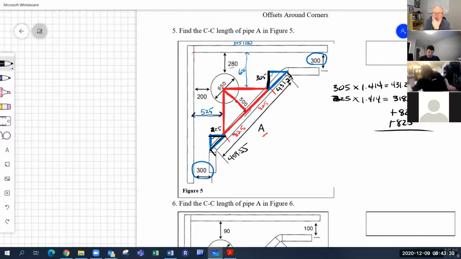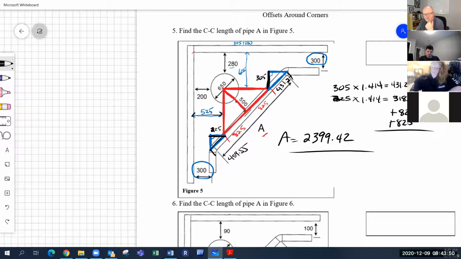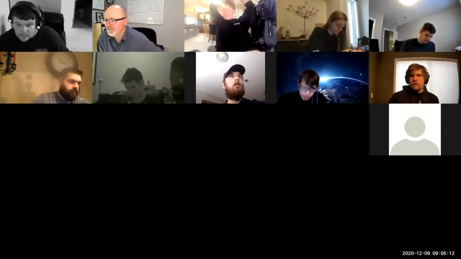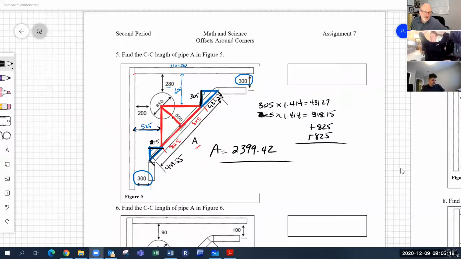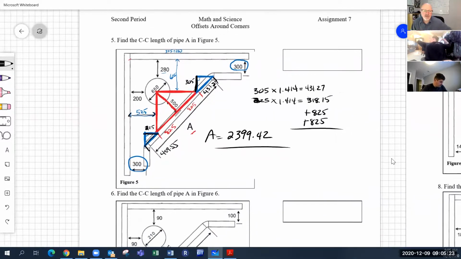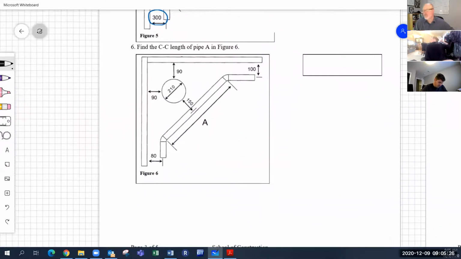Then to get a grand total of A equals 2399.42. Cool. Okay, so there's our last one we just did, 2399.42. And we'll go on to the next one, number 6.